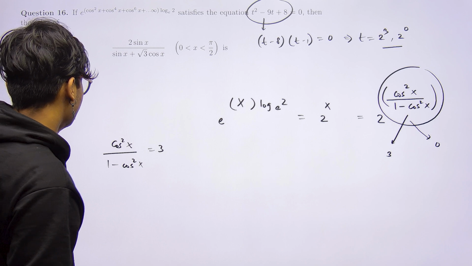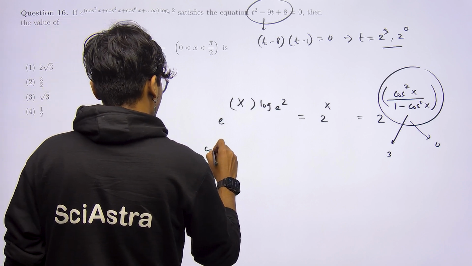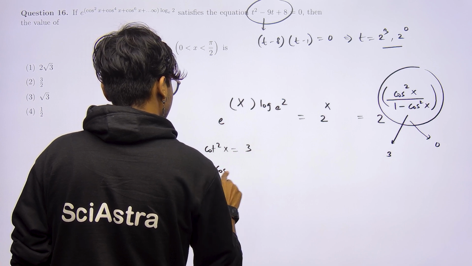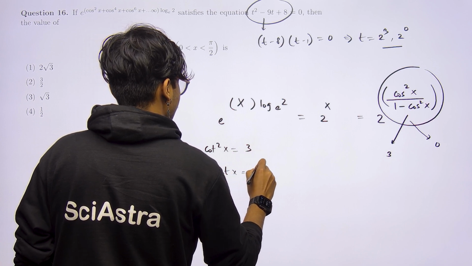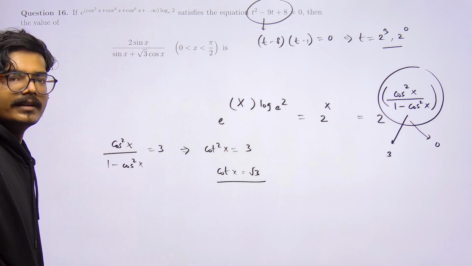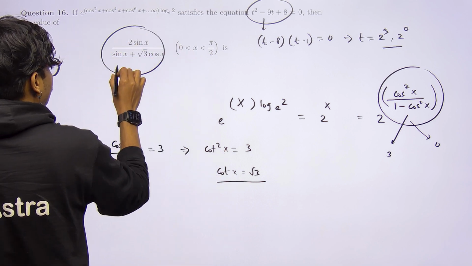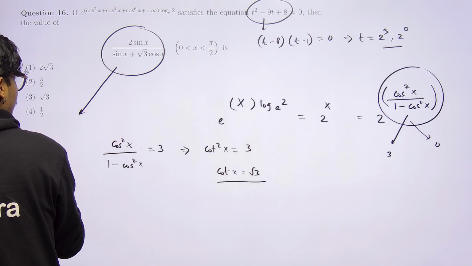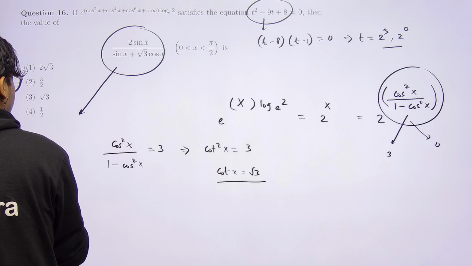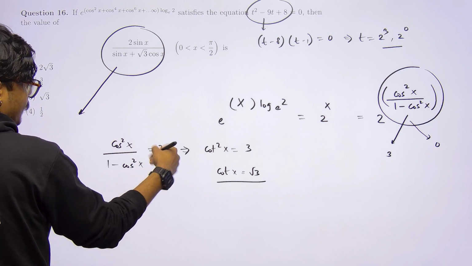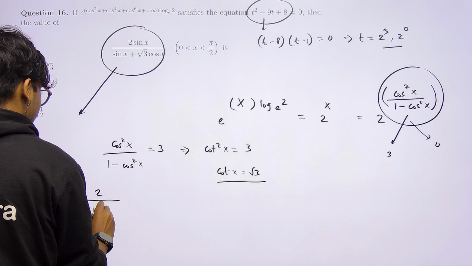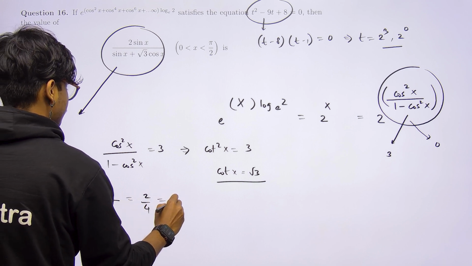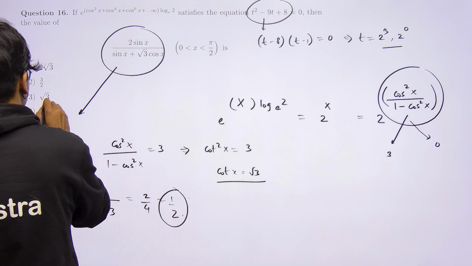Now what you're looking for, this basically tells you that cot square x is equal to 3, which gives you cot x equal to square root of 3, as x lies in the first quadrant, right? Now this particular value, if I divide the numerator and the denominator by sine, you'll get 2 divided by 1 plus root 3 cot x. And the value of cot x is root 3, so this ratio should just be 2 by 1 plus 3, which is 2 by 4, so that's half. So that's your option 4, all right?